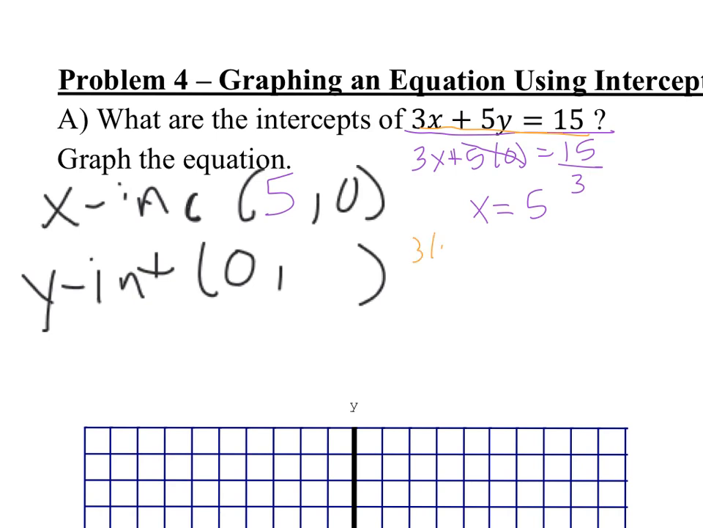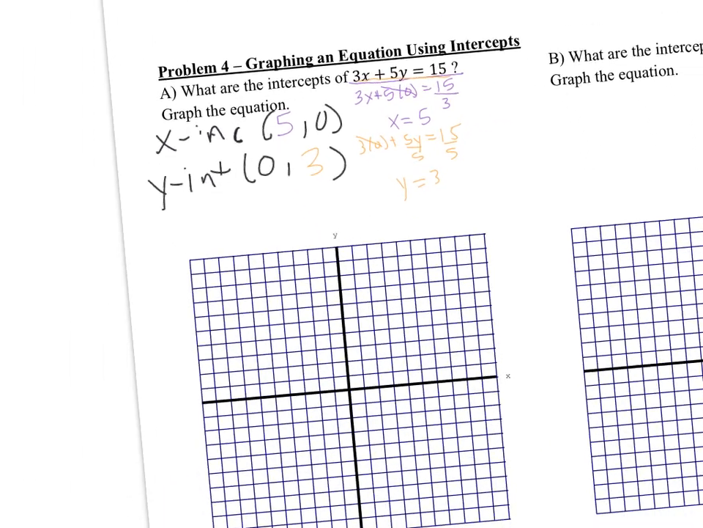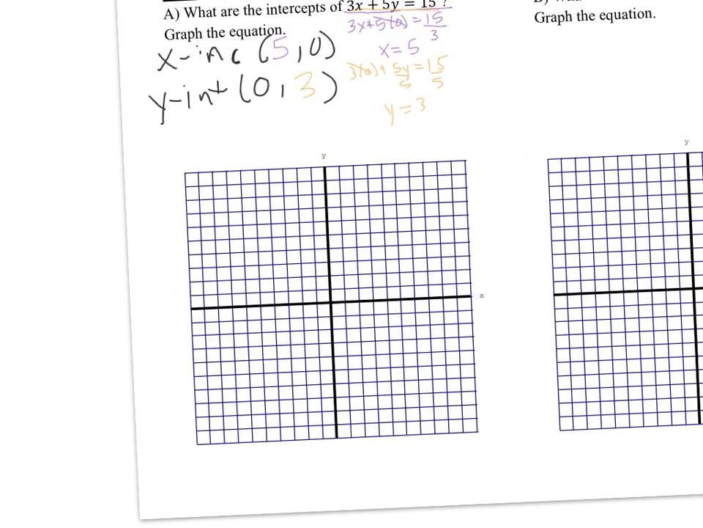So 3 times 0 plus 5y is equal to 15. Again, these cancel, so I have to divide by 5 on both sides, and I get y is equal to 3. So those are my 2 intercepts. Now it's nice to graph with an intercept, because once you have 2 points, you draw that straight line in between it.